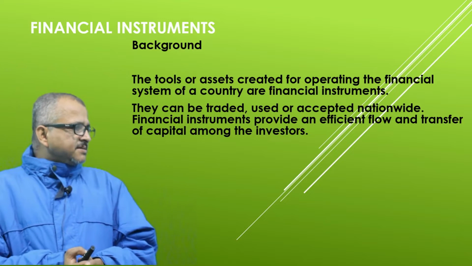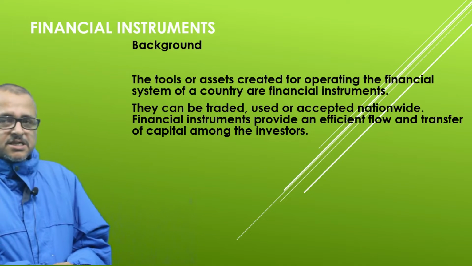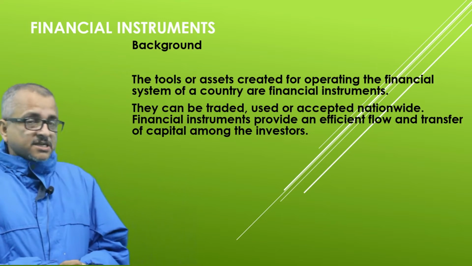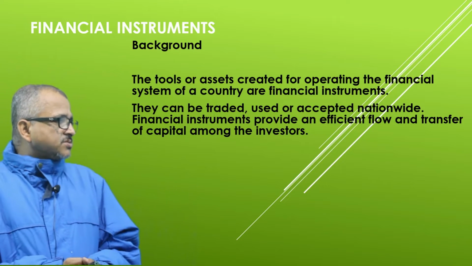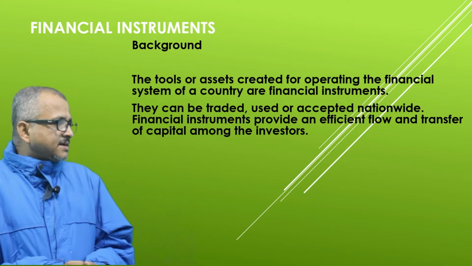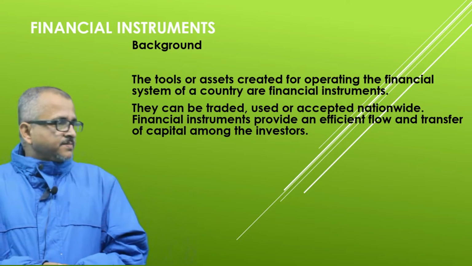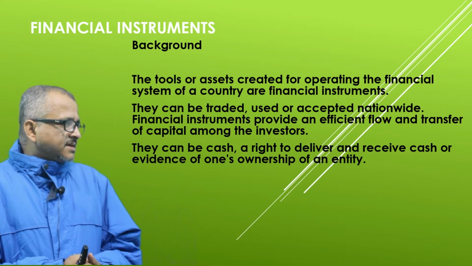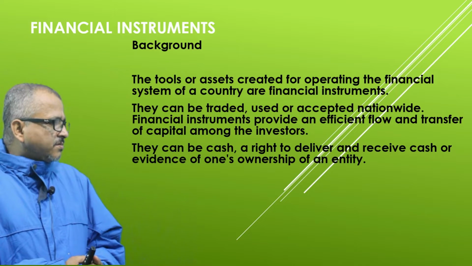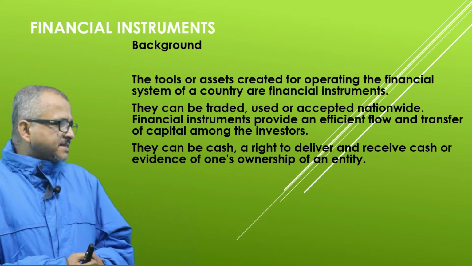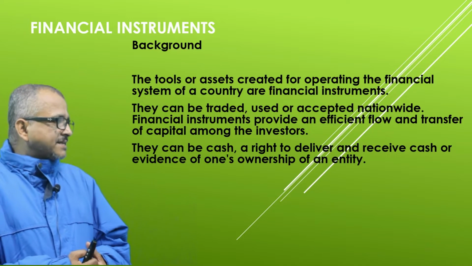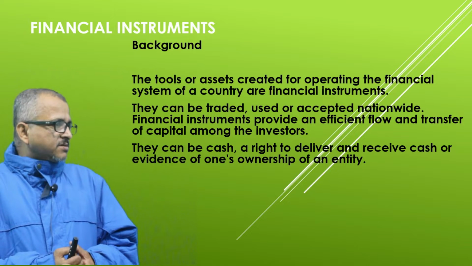They can be traded, used or accepted nationwide. Chinese people were happy to change that fish hook and knife instead of any sort of things. So financial instruments provide an efficient flow and transfer of capital among investors. Now they can be cash, a right to deliver and receive cash, or evidence of ownership of an entity. अब यो चाहिँ कस्तो भन्दाखेरि हामीले whatever in practice, cash is a practice. कहिलेकाहीँ evidence of ownership is also in practice.